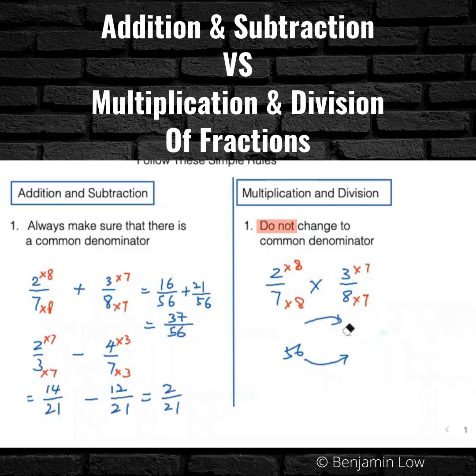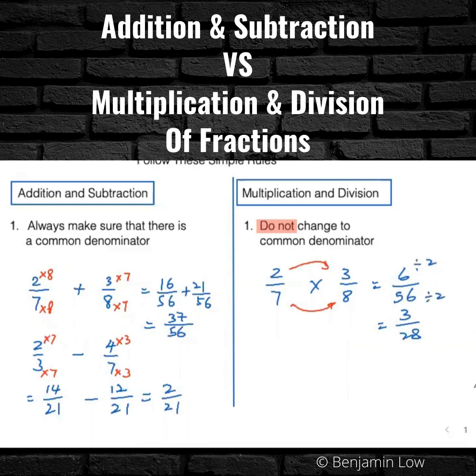So instead, simply multiply the numerators and the denominators by taking 2 times 3 and 8 times 7. And this will give us 6 out of 56, which you should always simplify. And that will give me 3 out of 28 when I divide both the numerator and the denominator by 2. However, I will show you later what you should do to improve this.